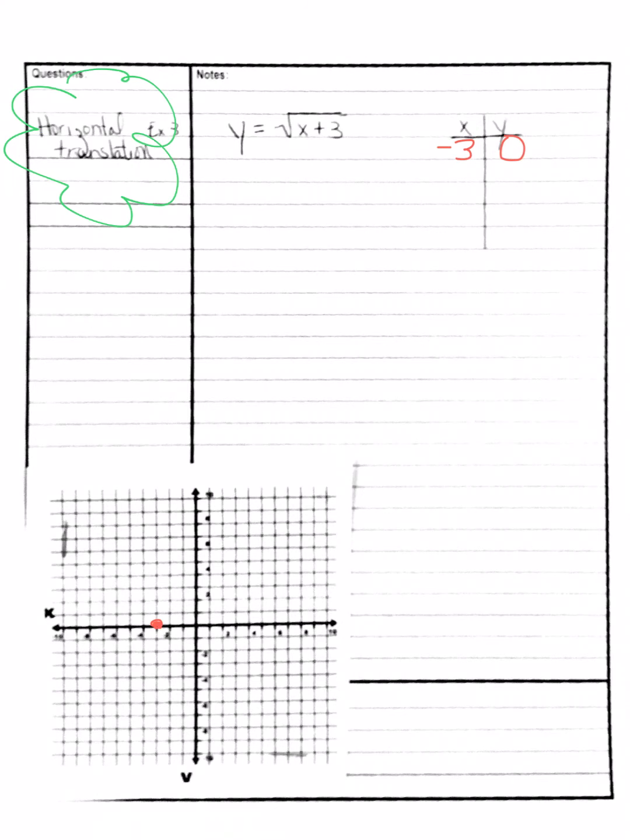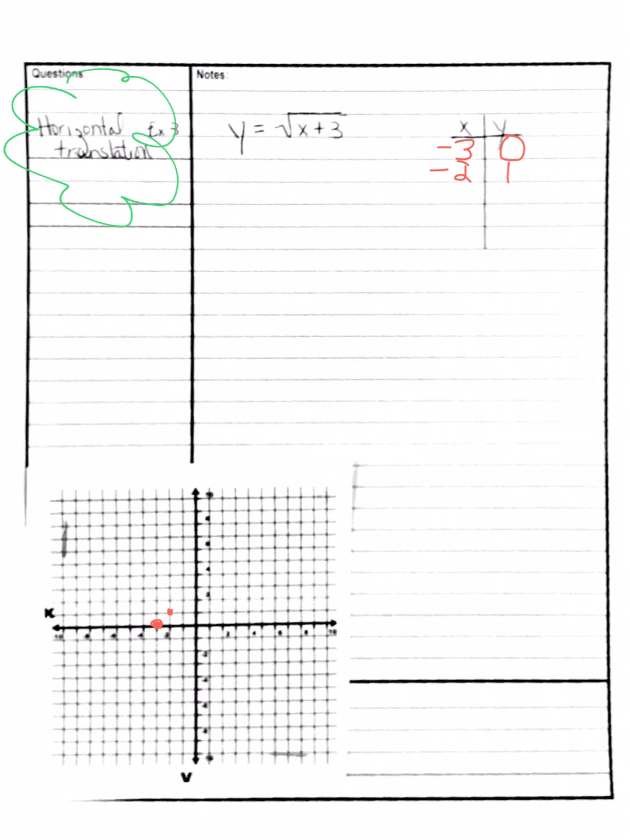Okay. So what if I put a negative 2 in? Well, we know that negative 2 plus 3 is a positive 1. The square root of 1 is 1. So I'm going to go over negative 2 and I'm going to go up 1.